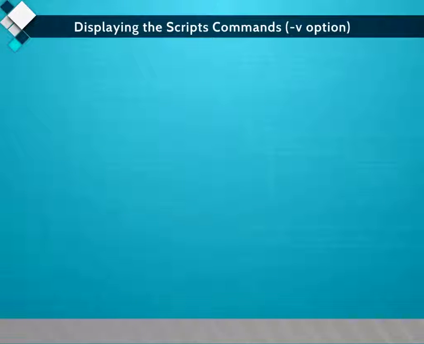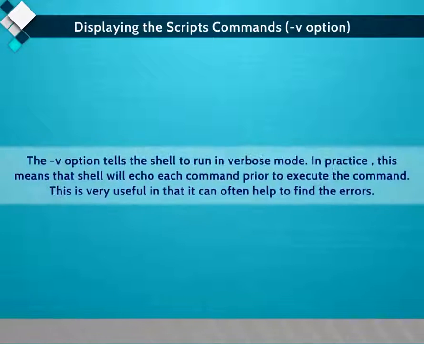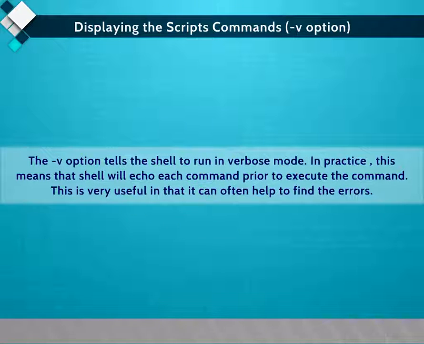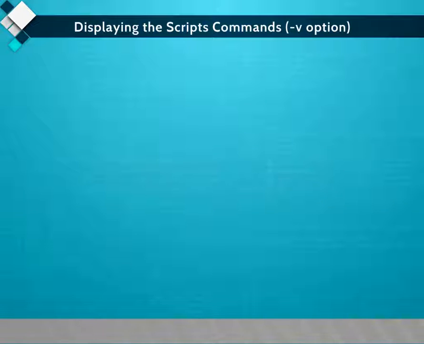Displaying the script's commands, that is the -v option. The -v option tells the shell to run in verbose mode. In practice, this means that the shell will echo each command prior to executing the command. This is very useful in that it can often help to find the errors.